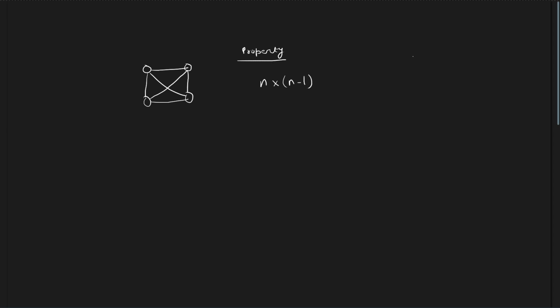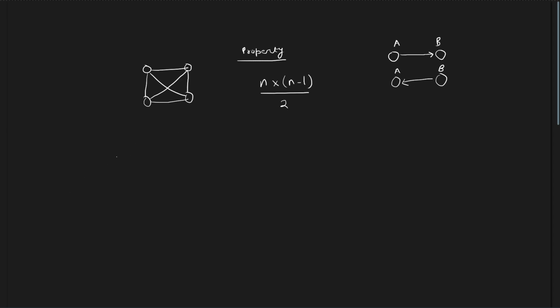But since we are given an undirected graph, it means any edge going from a to b is the same as any edge going from b to a, right? So in this formula, we have counted these two edges separately. Now we need to make them one. So what we do is we divide by 2. Right. So this is the only property you need to know to solve this particular question.